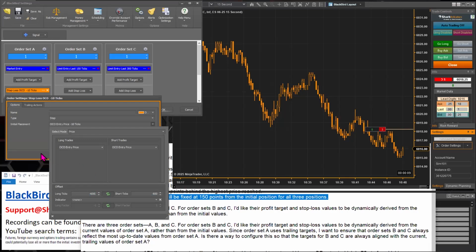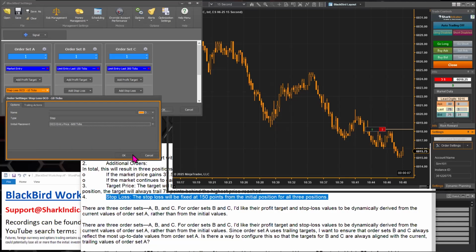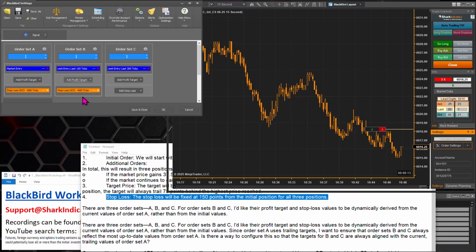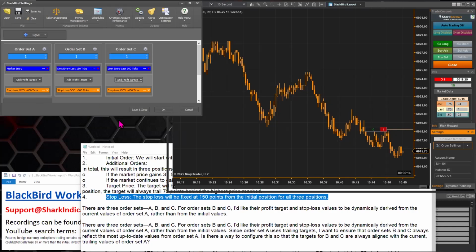So there we go. Stop loss is done. That was a piece of cake. And so now for the other stop losses here, I'm just going to copy the stop loss from A. There we go. And for our order set C, do the same thing. I'll just copy the stop loss from A, like so. There we have it. All right, stop loss is done.